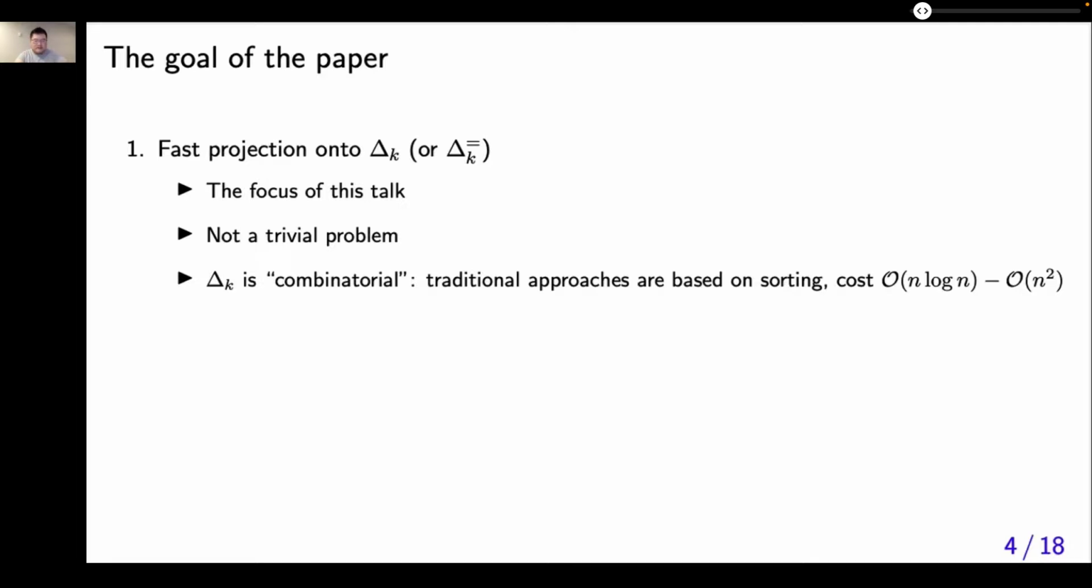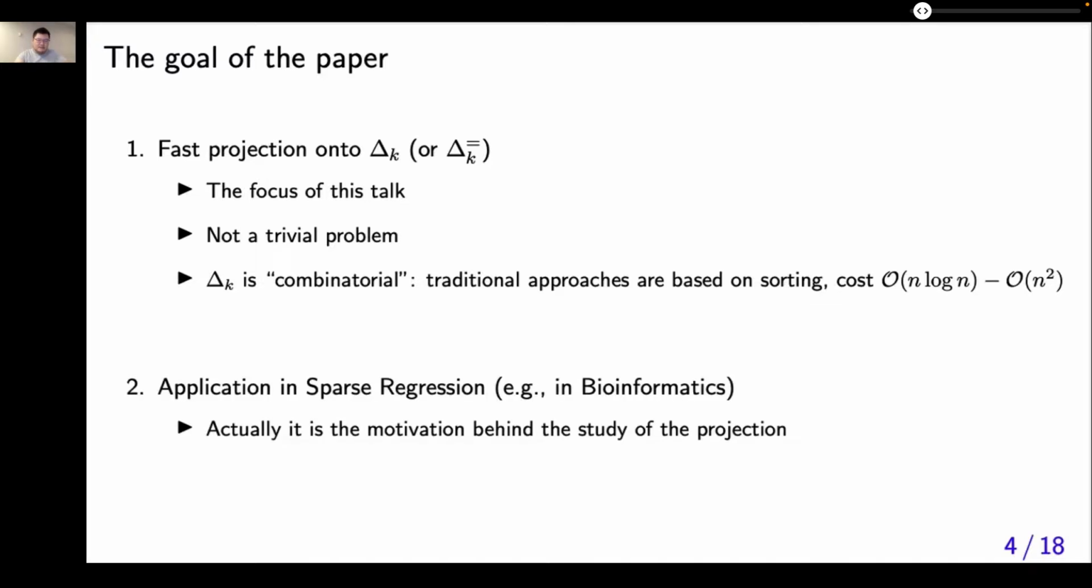Usually the traditional approach will use some sorting-based method which has higher cost, and in this work we don't use sorting. Instead, we use a numerical method. And we also find that by applying this proposed fast projection method to some sparse regression, the resulting method for solving some bioinformatics problem has very good results.